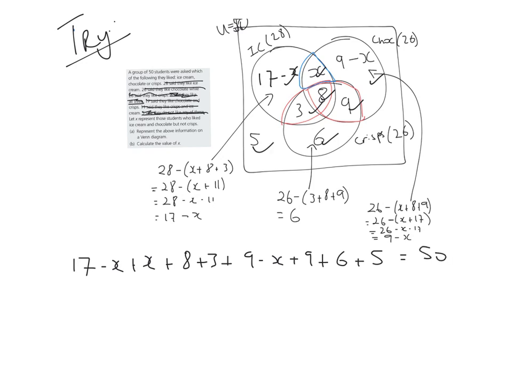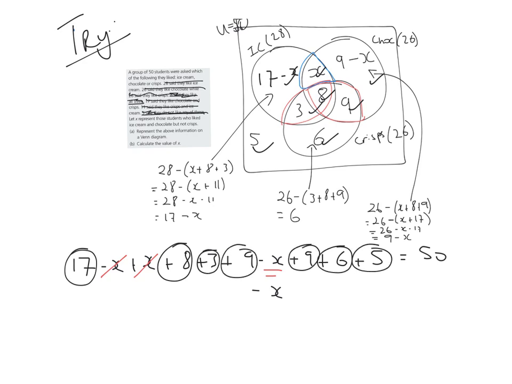Now I'm going to have a look at my x's. So I've got a minus x and an x, they cancel straight away. And I'm just left with one other minus x. So I'm going to write that down as minus x. Then I've got 17 plus 8 plus 3 plus 9 plus 9 plus 6 plus 5. We're going to pop that into our calculators now. And that's going to add together to give me 57.